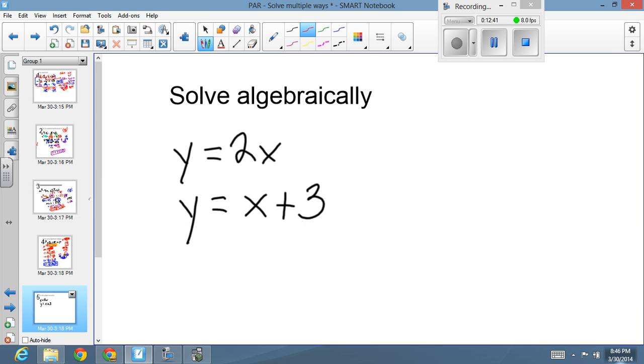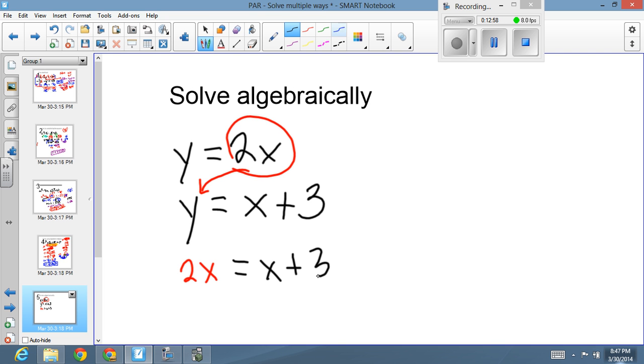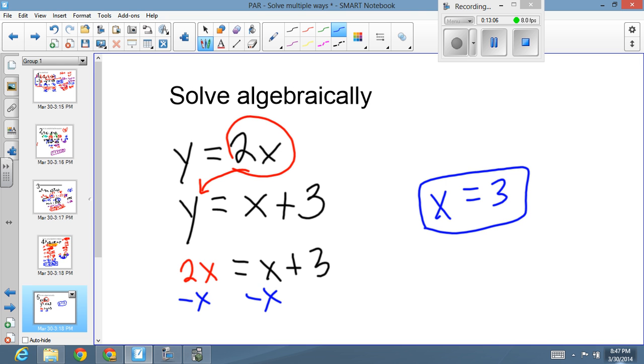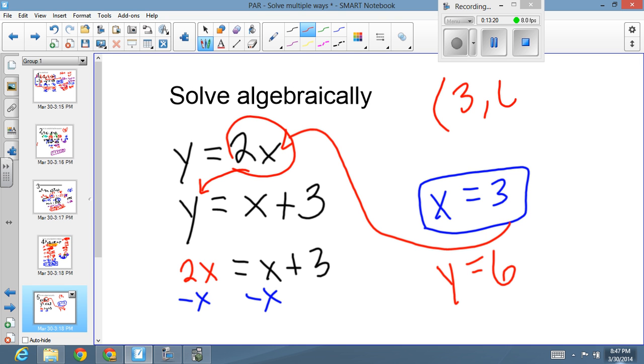Solve algebraically. Well, we could do this using substitution. This will be real quick. I take this, I substitute it in place of the y. This becomes 2x equals x plus 3. Subtract x from both sides, and you get x equals 3. Take that, plug it back into either, plug it in there I guess, y equals 6, so my ordered pair that satisfies this is 3, 6.